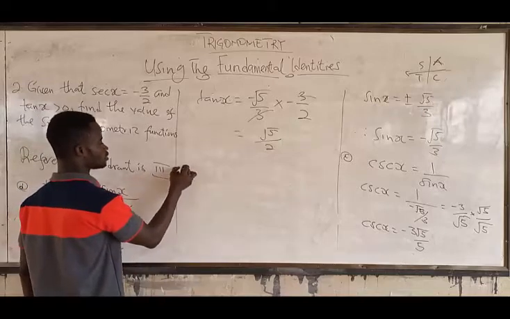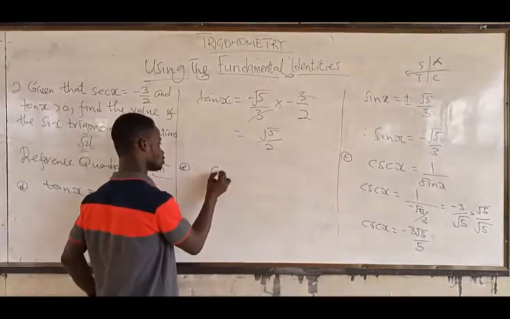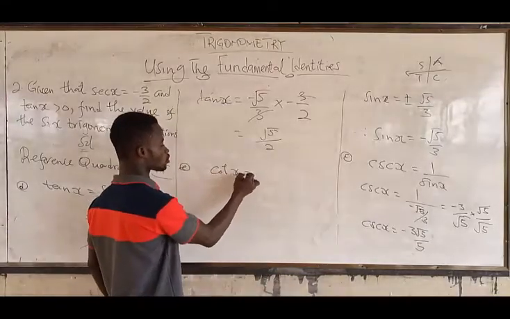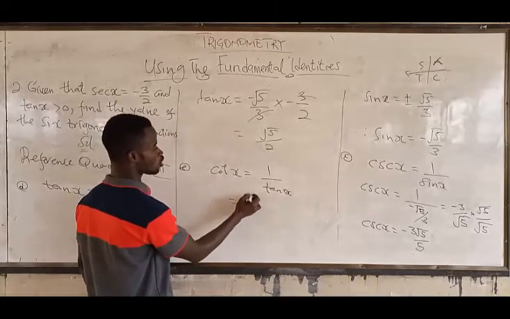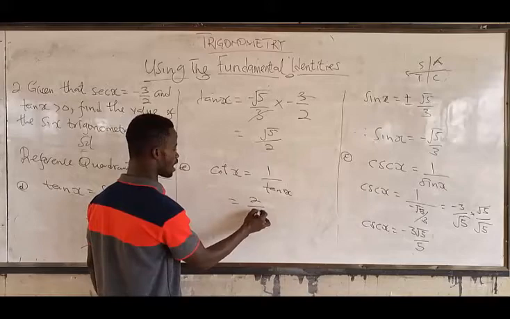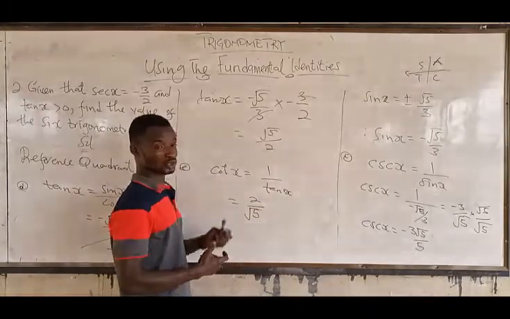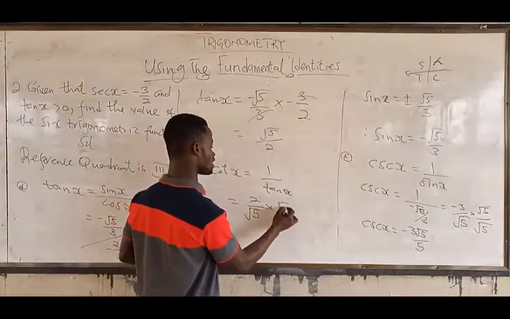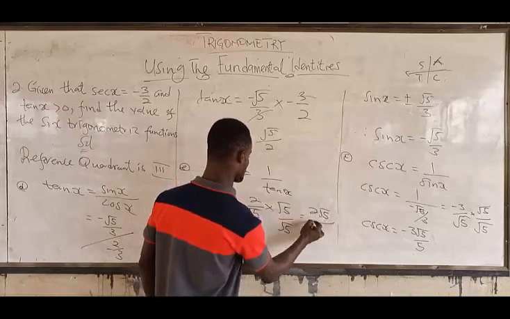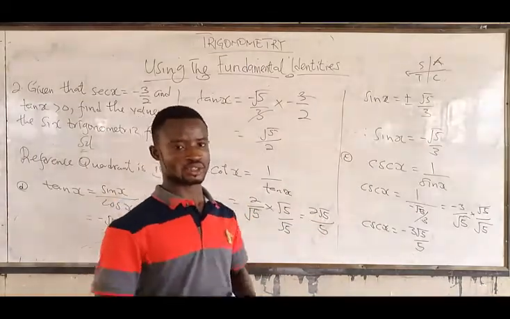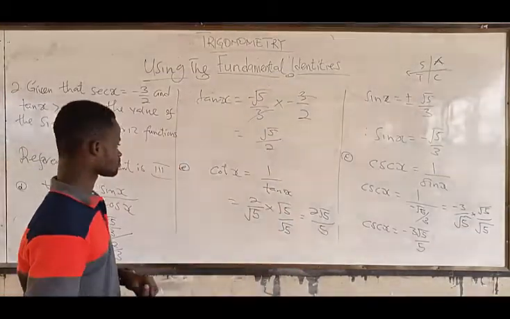What's the next thing? A, B, C, D, E. Let's go for E, let's go for cos. Since we know tan quickly, cos x is 1 over tan x. Therefore, cos will be 2 over square root of 5. And to rationalize, you're going to get 2 square root of 5 over 5. So cos is going to be 2 square root of 5 over 5.